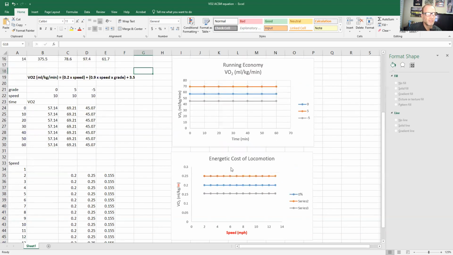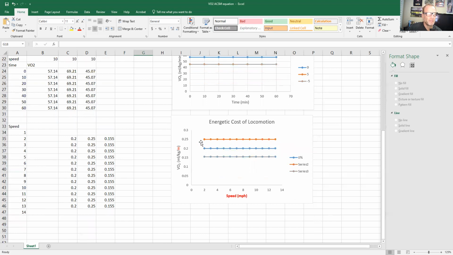Now, this plot looks like this one, but the x-axis here is time. This is speed. Totally different concept, even though the plots look alike. This is running at 10 miles per hour at 5% grade. I would expect to consume 70 mLs per kg every minute, okay? Every minute. So that's my rate of oxygen consumed. So if I ran 60 minutes, I would be consuming roughly 70 mLs per kg per minute.